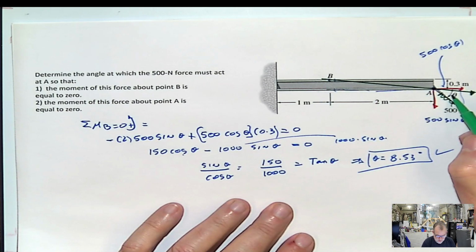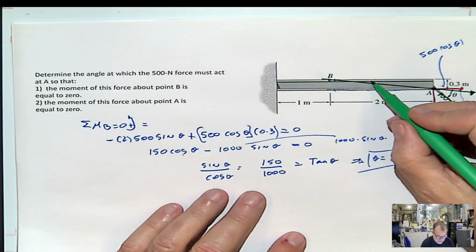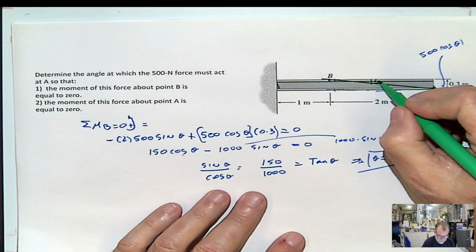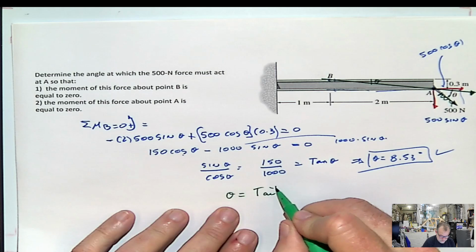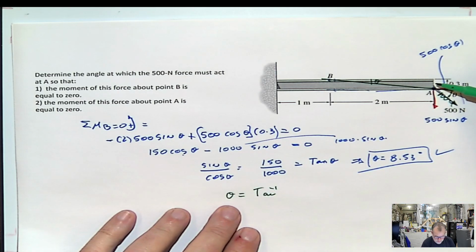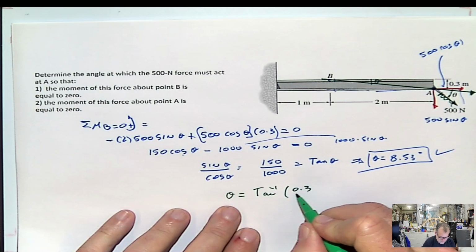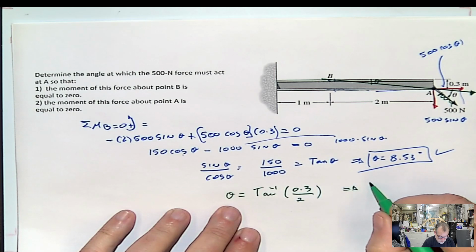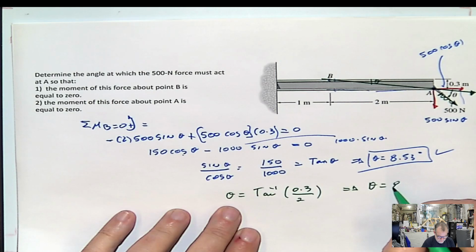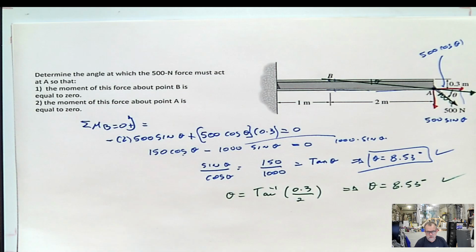And then I can calculate this angle, which is the same angle as this angle here, and say that theta is going to be the inverse tangent of this distance, 0.3, divided by this distance, which is 2, and that will give you also theta equals 8.53 degrees. Two ways of doing it, really, really easy, but you have to focus on the details.